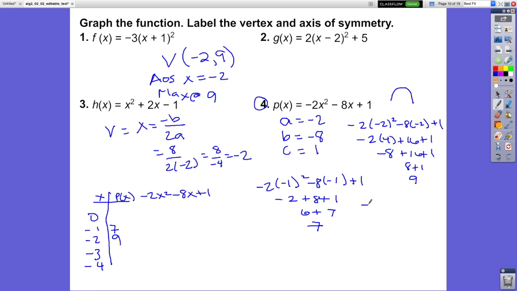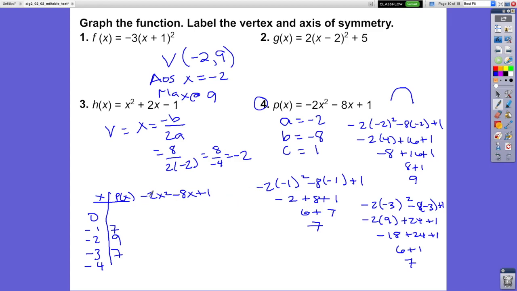Let's try it. -2 times x squared, so x is -3 squared minus 8 times -3, plus 1. Okay, so this is -2 times 9 plus 24 plus 1. This is -18 plus 24 plus 1. This is 6 plus 1, and it turns out to be 7. That is correct, because it has to mirror each other.